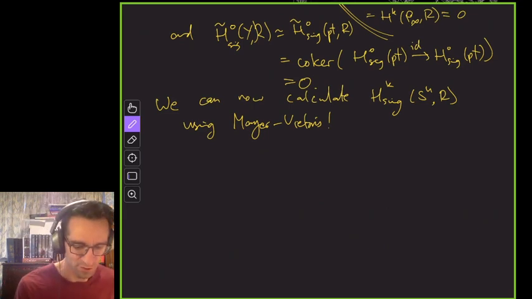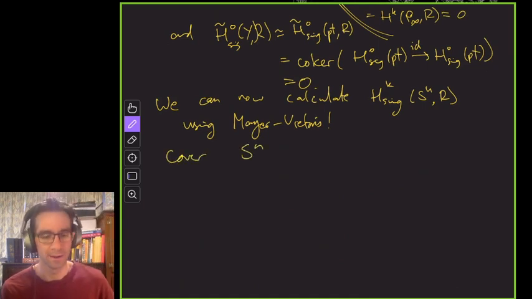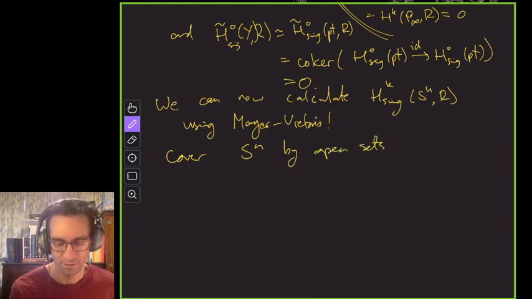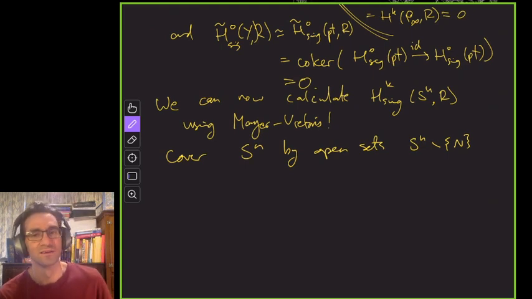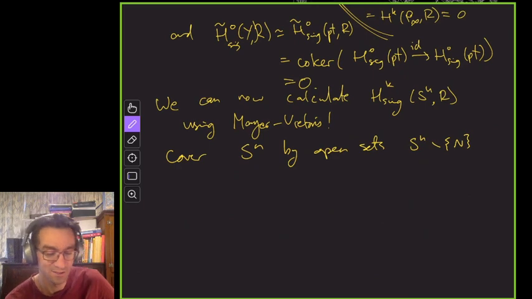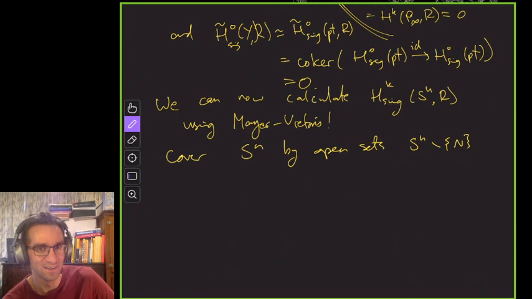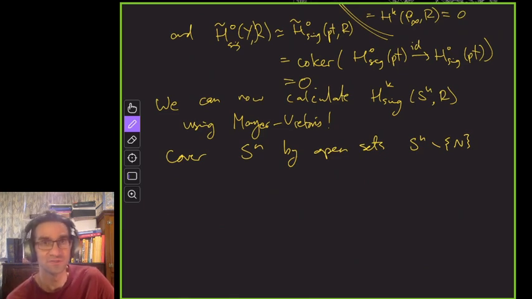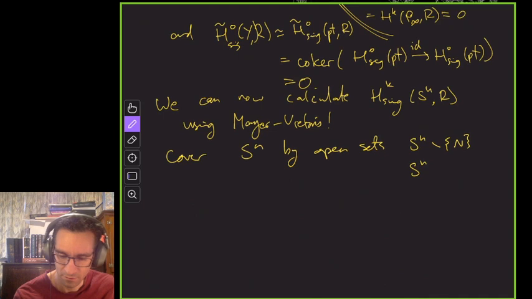relatively speaking. So we're going to cover Sn by open sets: Sn minus North Pole, and you can check this is an open set. Well, what is the topology on Sn? It's the topology induced from Rn+1 and the standard topology on Rn+1. In particular, the complement of a point in Rn+1 is open, because you can use the metric definition. Then we intersect that with Sn and get an open set. You take your point in Rn+1 to be this capital N, or to be capital S here.